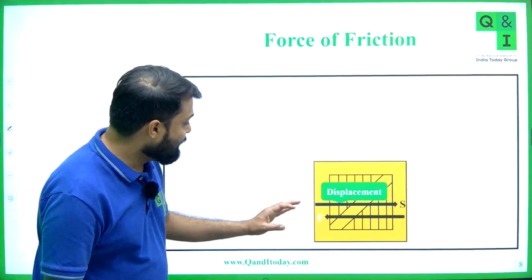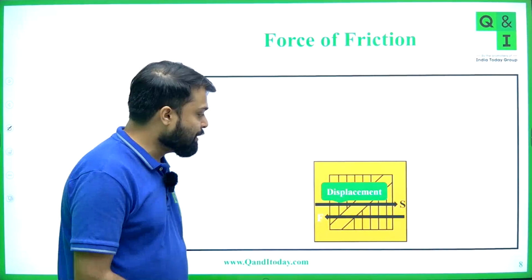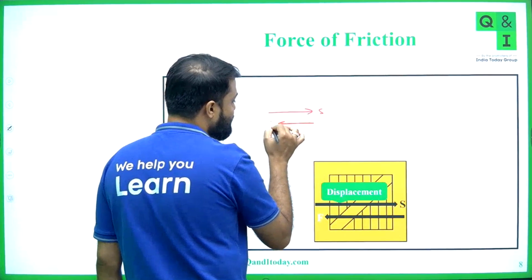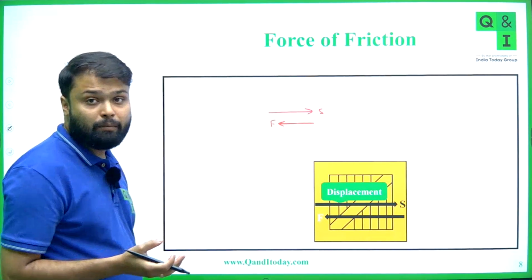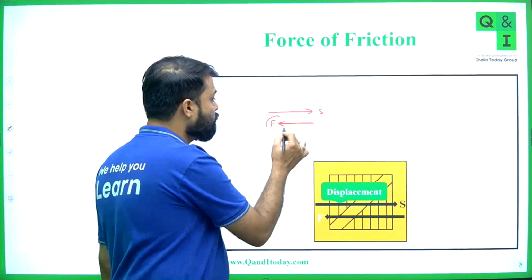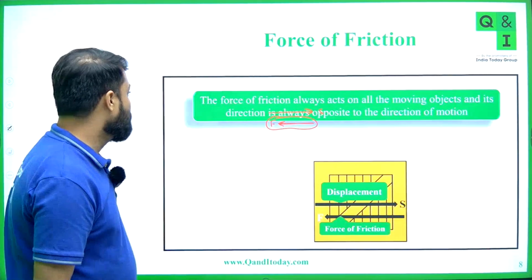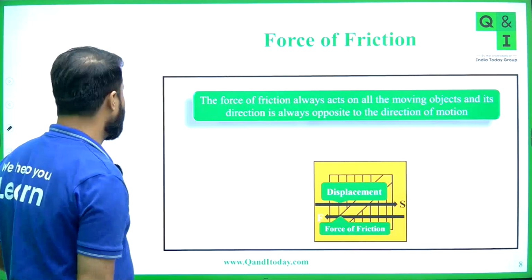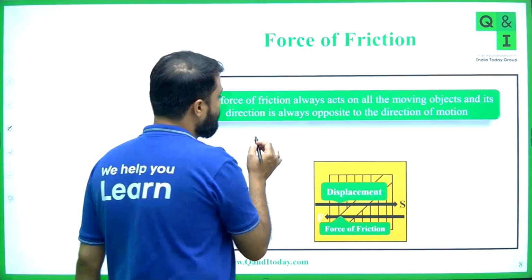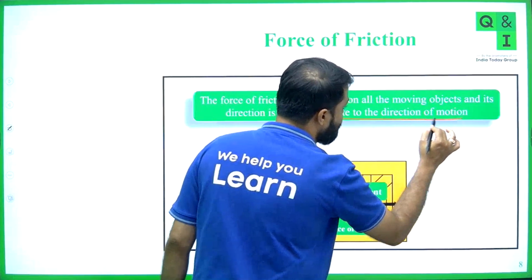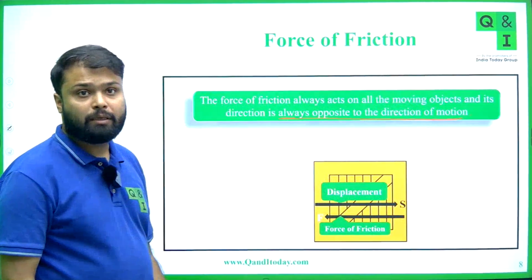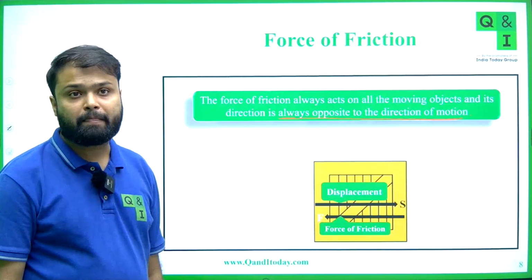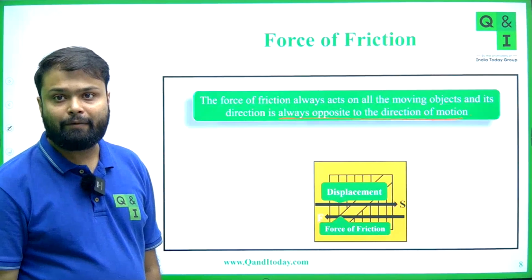Now if this block stops after some time, that means if my motion is towards right, there is a force acting towards left, which is opposing the motion, and we call that force the force of friction. The force of friction always acts on all the moving objects, and its direction is always opposite to the direction of motion. Are we clear till now, or anyone having any doubt?